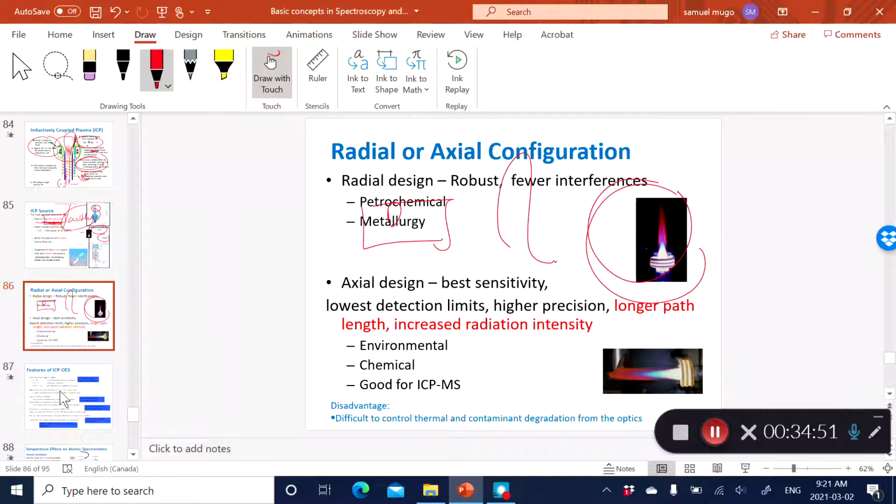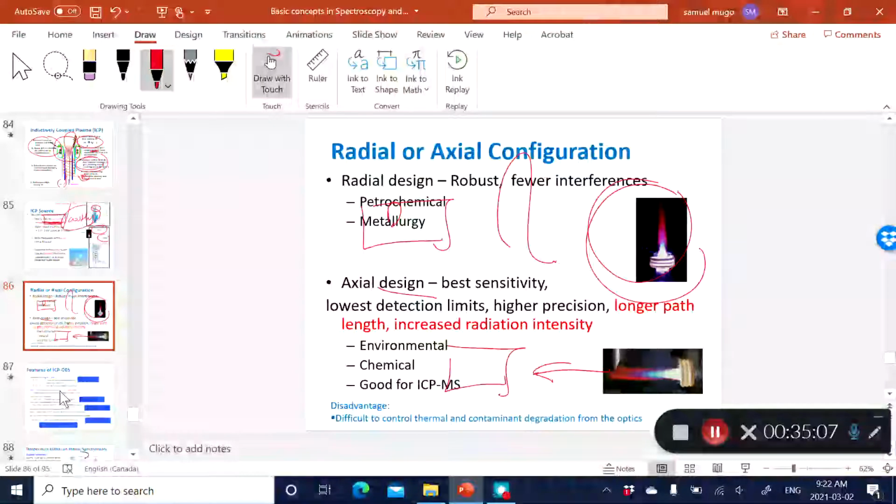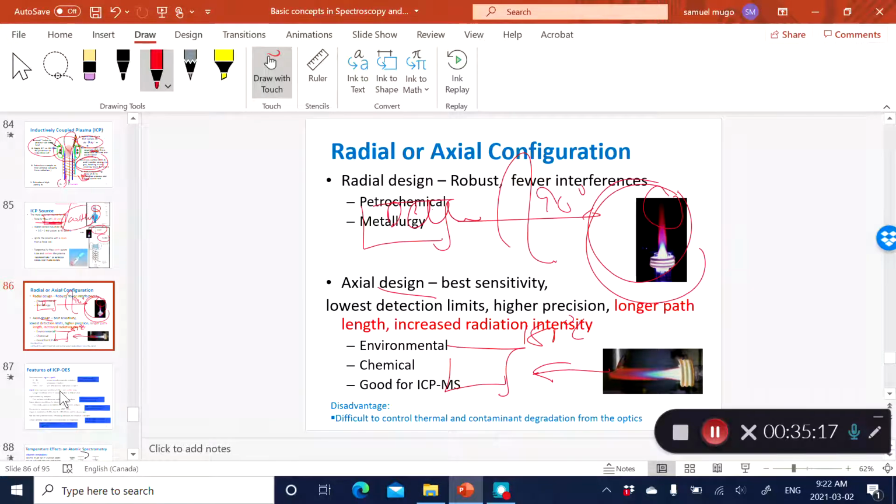Okay. In the axial design, this is where you rotate the torch, such that the detector, you can see it's in line with the tongue of the plasma. So you can see this one, it's in line, 180 degrees. And then with these ones, the tongue here is at right angles, at 90 degrees, to the detector.